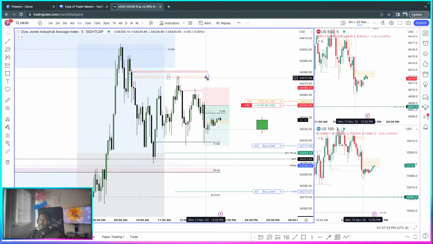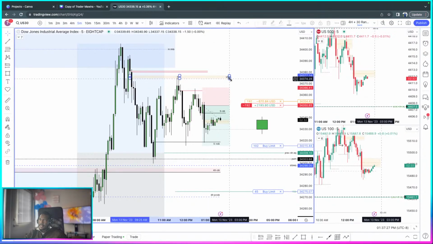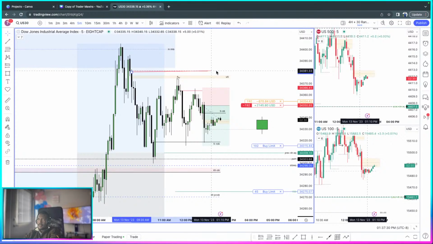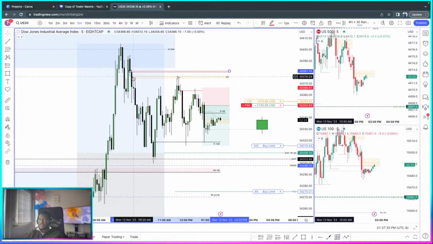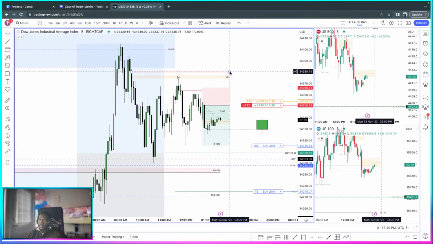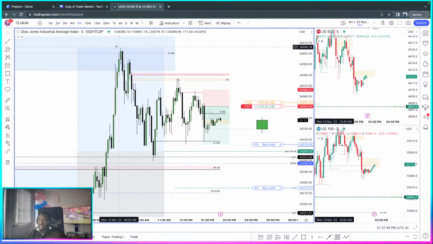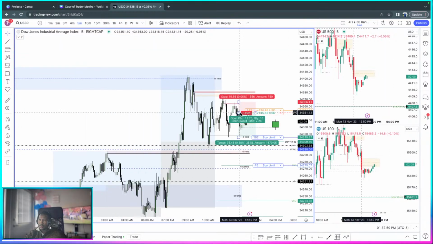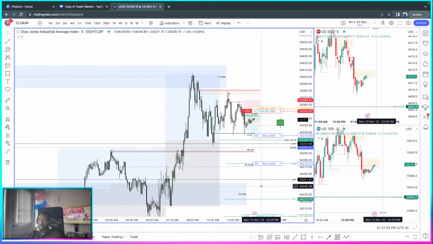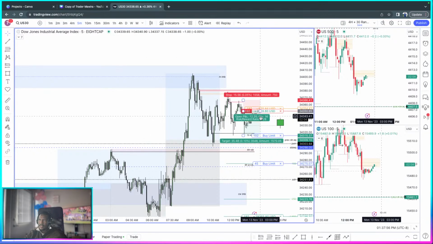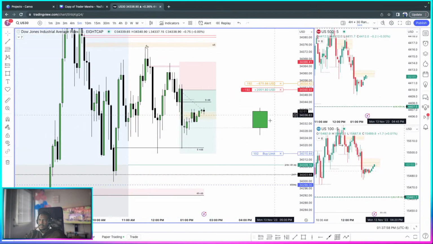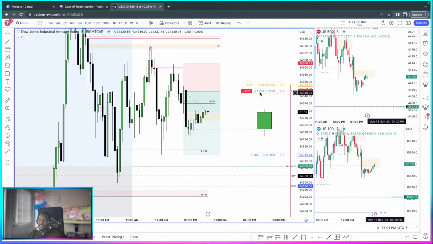This right here is very suspicious. That's an area where they're most likely to go back to, that unfinished business and that imbalance right there. They'll come up here and then take everybody that was trying to go short in here and then shoot to the downside, respecting that high. Flag. We're still up a good amount anyway.